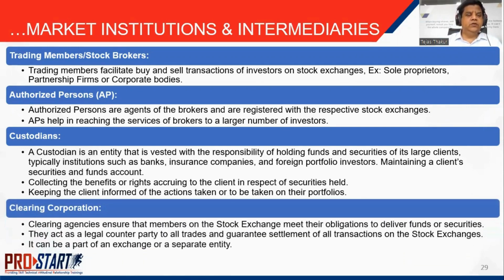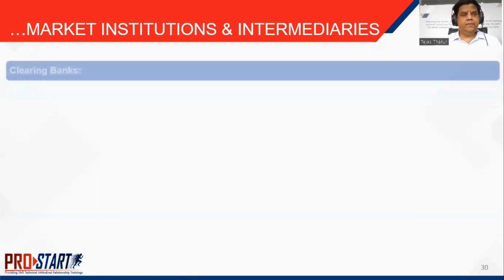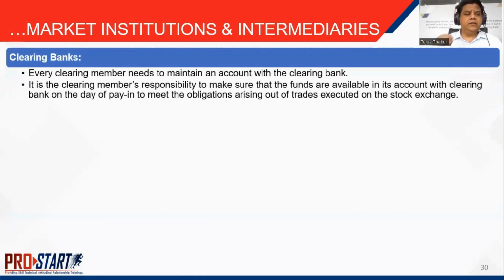Clearing corporation. So you have the clearing corporation, which acts as a counterparty to all trades which exist, and they ensure that there is no counterparty default. It can be a part of the exchange or a completely separate entity. Clearing banks. So every member has to maintain a book of records with the clearing bank. A certain minimum balance has to be maintained.